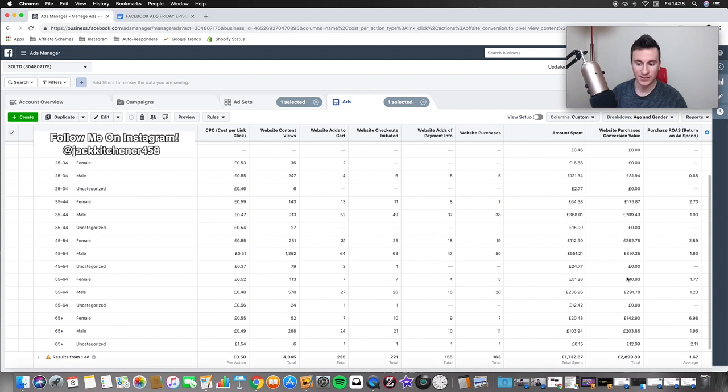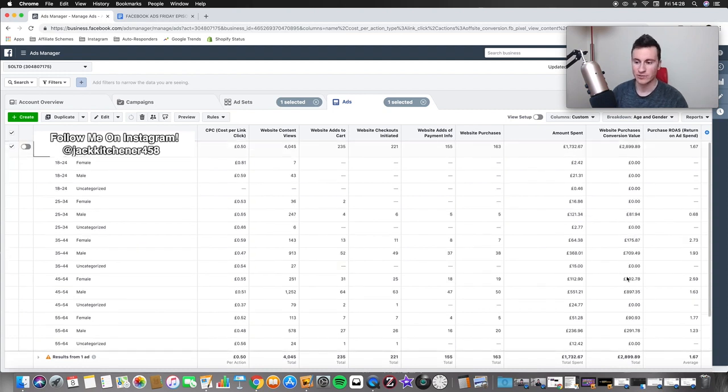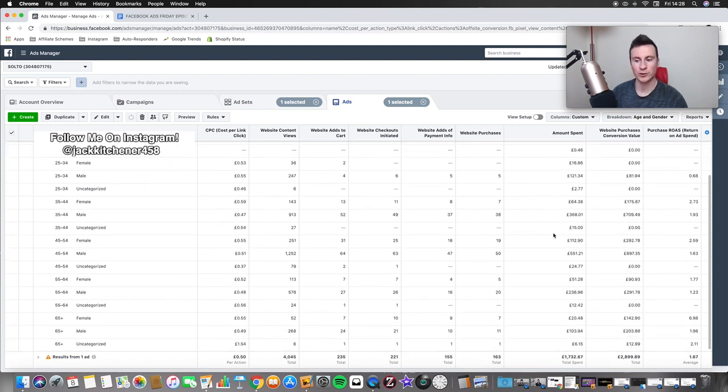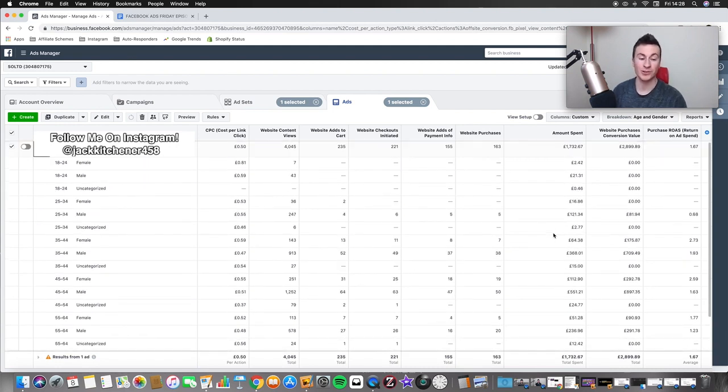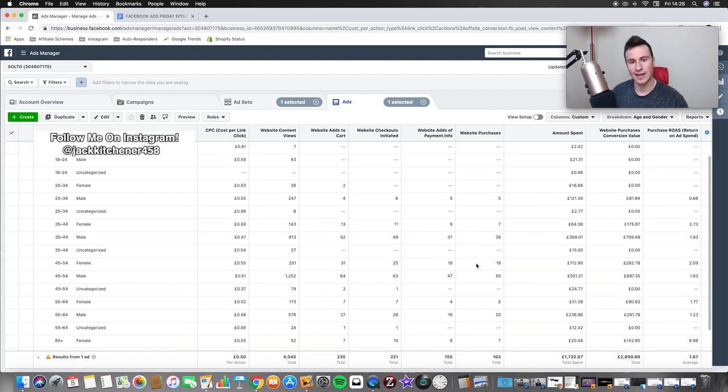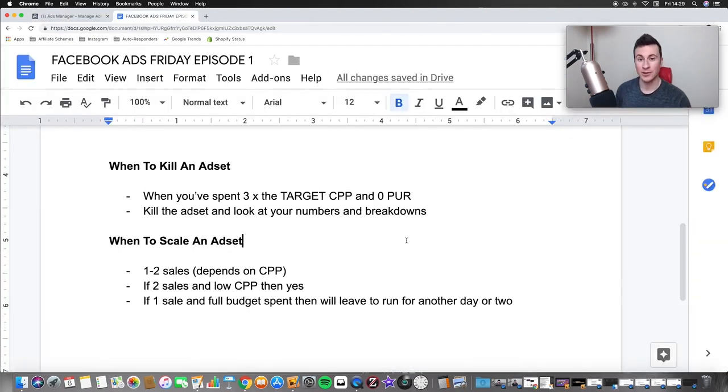In fact, it looks to me that generally anyone over the age of, say, 35 seems to be responding quite well to this product. So what I would do is just duplicate this ad set, 35 plus, male and female, and that way I'm spending all of my budget on the genders and the age ranges that are the most profitable. So that being said, hopefully that gives you some idea of when to kill an ad set, and if you do have to kill it, what you can potentially do with it to make it profitable.